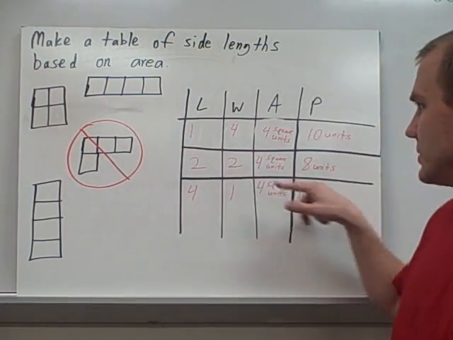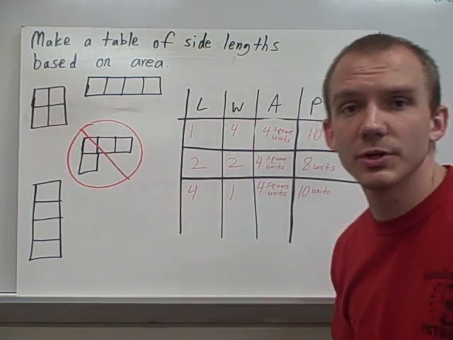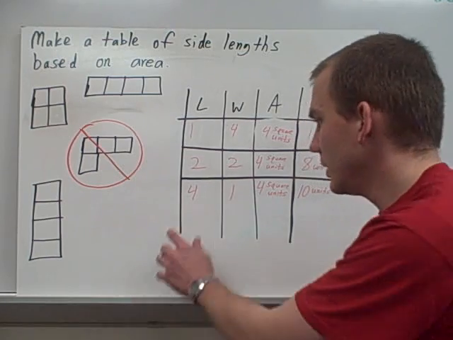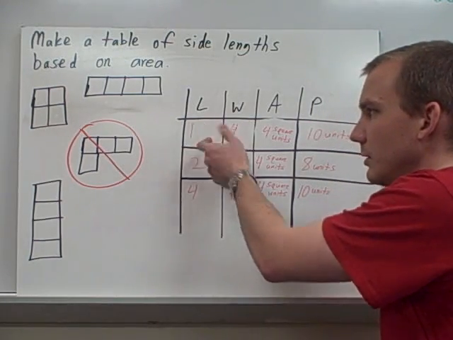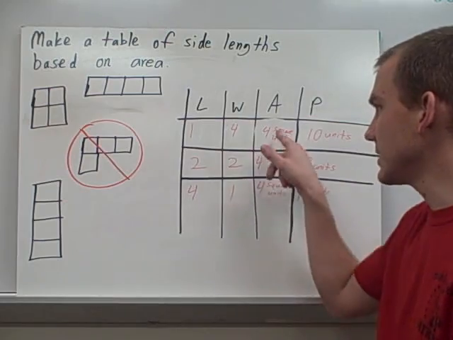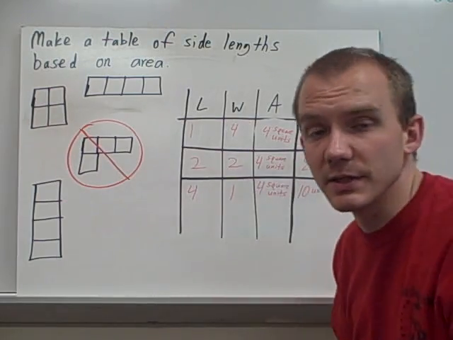Like I said, these two are pretty much the same. It has to do with the commutative property of multiplication. I can change the order of the 4 and the 1 and still get the same product, and your perimeter ends up being the same as well.